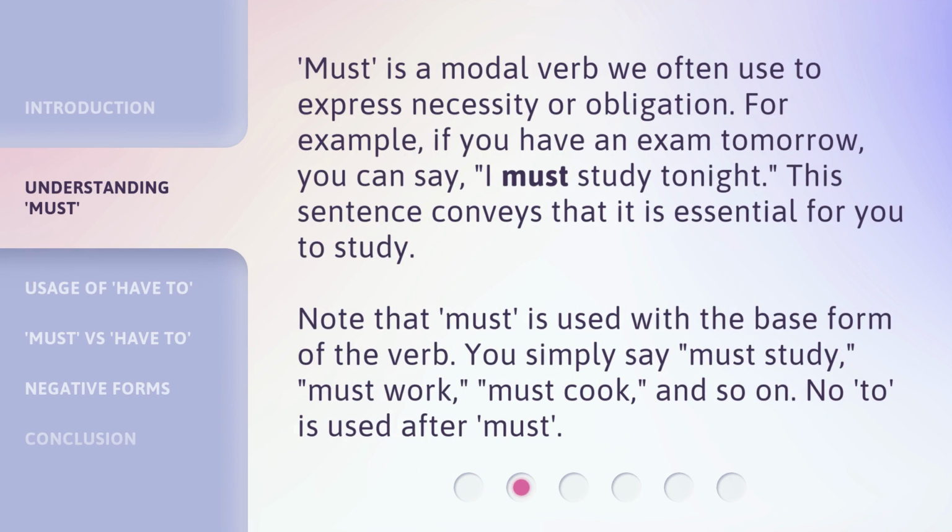Must is a modal verb we often use to express necessity or obligation. For example, if you have an exam tomorrow, you can say, "I must study tonight." This sentence conveys that it is essential for you to study. Note that must is used with the base form of the verb. You simply say, must study, must work, must cook, and so on. No, to is used after must.